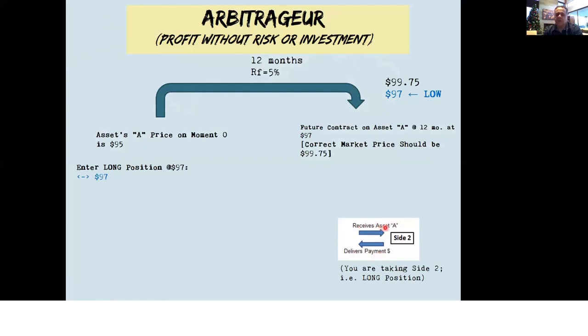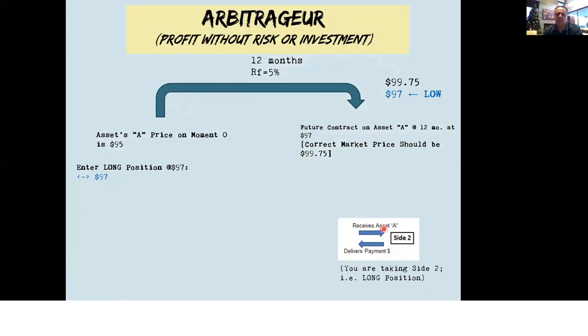So in this case, you will take a long position because you will pay this lower price and you will receive the asset. Now, on day 0, let's assume that you do not have this asset, so you can short it, or sell it if you have it. So in this case, you will have a long position. What will happen at the expiration? You will have to pay 97. So you will pay 97 and you will receive the asset.